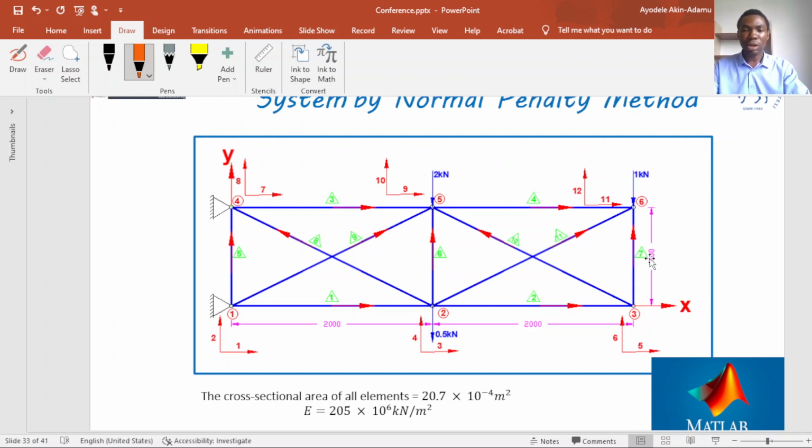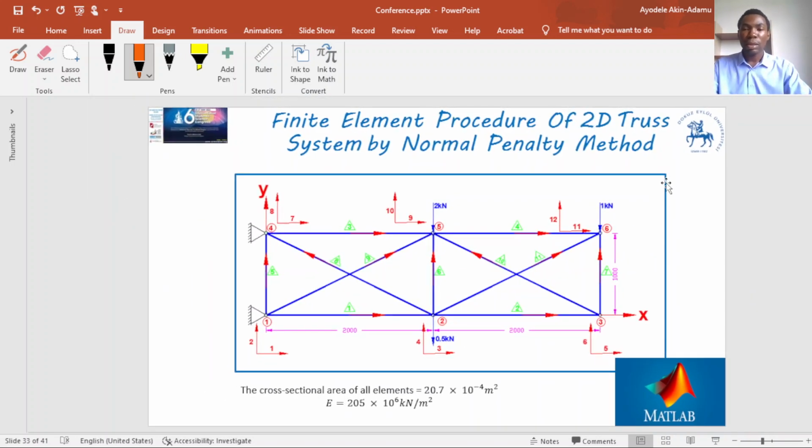The plane truss is actually a cantilevered truss of overall span of 4 meters: 2 meter span, 2 meter span, 2000 mm, 2000 mm, making 4 meters in 2 spans. The height of the truss is 1 meter, and the truss is supported at one end, so that's why it's a cantilevered truss. It's supported at 2 nodes, as you see in the diagram, node 1 and node 4. On the truss, we have 3 point loads at node 2, node 5, and node 6. So we are to use the finite element procedure to solve this problem on Matlab.